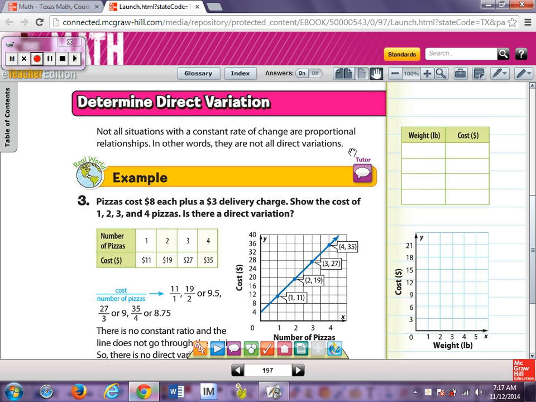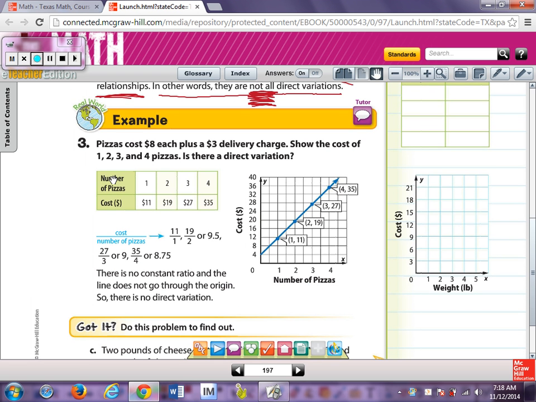Finally, our last topic in this section is determining direct variation. Now, there's different ways to find direct variation. And it says here, not all situations with a constant rate of change are proportional relationships. That was a fact we stressed a lot these last 2 weeks. Multiplying and dividing is always a good sign you have proportional relationships. We like that. But just because you multiply and divide does not mean you necessarily have a proportional relationship. In other words, they're not all direct variations. I want to emphasize that right there. Just because you multiply and divide is simply not enough information to determine if you have a direct variation. And we're going to explore that right now in example 3.